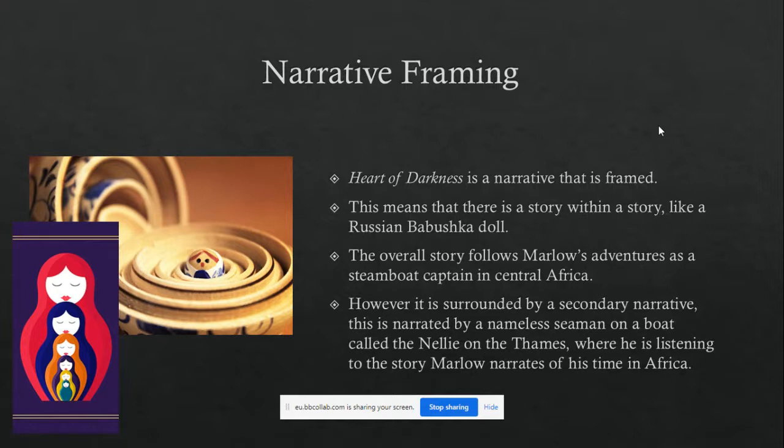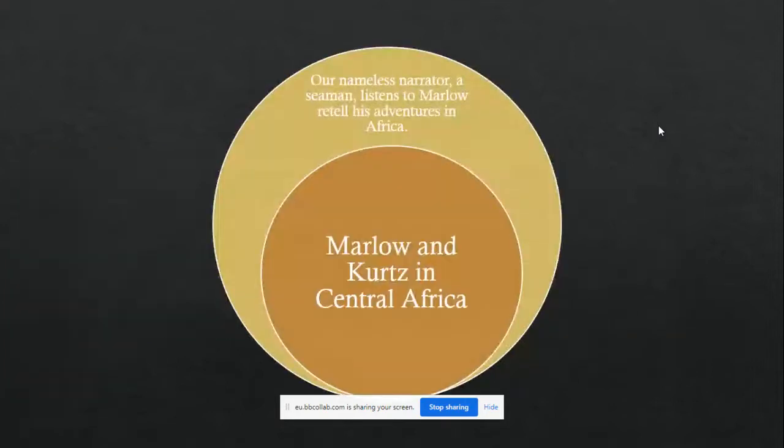So we have the first narrative of Marlow in Africa hunting down and finding Kurtz and his engagements with the people in Africa and in Central Africa. But what we also have is the story of this nameless seaman who is one of Marlow's seamates, who is on a ship called the Nelly on the Thames, who is listening to Marlow retell the story. And he's hearing the story and retelling it and writing it down for us as the audience. So there are two stories, one enveloped in another.